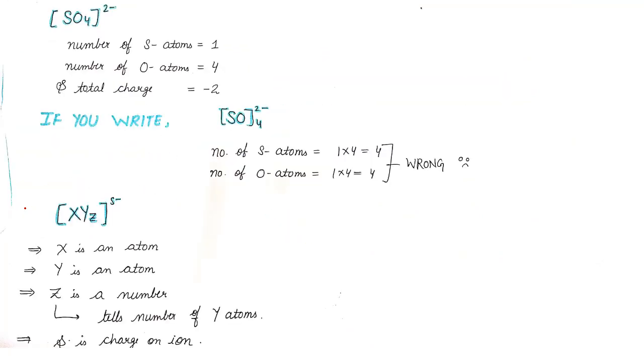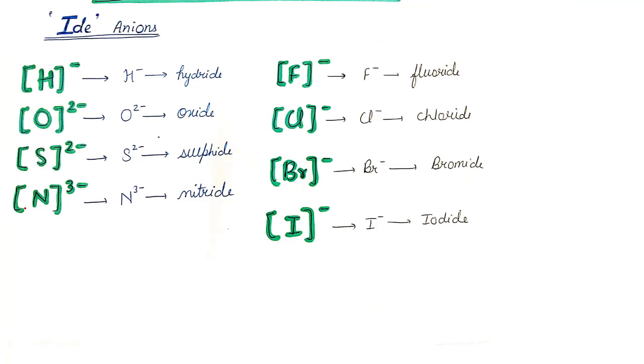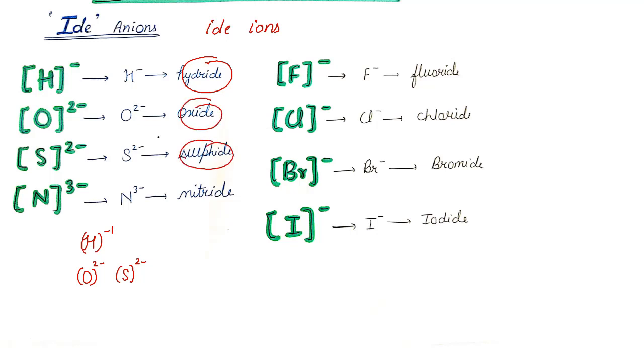Now see, there are certain ions which are known as ide ions. See here, hydrogen exists in nature as -1 and this is known as hydride. Oxygen and sulfur exist in nature with -2. These are known as oxide, sulfide. And nitrogen exists in nature as 3- and this is known as nitride.